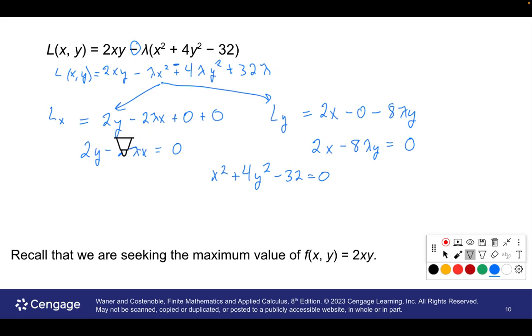So let's take this one. I'm going to add 2 lambda x to both sides. So I get 2y equals 2 lambda x. And then we divide both sides by 2. We get y equals lambda x.